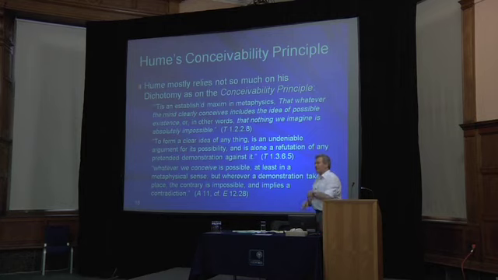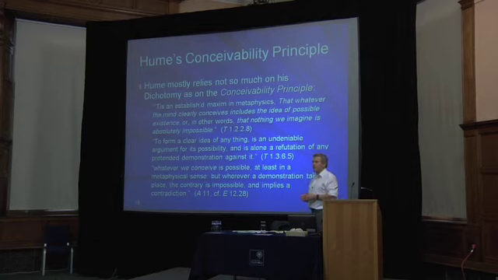Now, the error isn't actually that damaging to Hume's philosophy, because most of the time when he wants a criterion of what is demonstrably provable or not, he doesn't rely on the dichotomy, he relies on the conceivability principle. 'Tis an established maxim in metaphysics that whatever the mind clearly conceives includes the idea of possible existence, or in other words, that nothing we imagine is absolutely impossible.